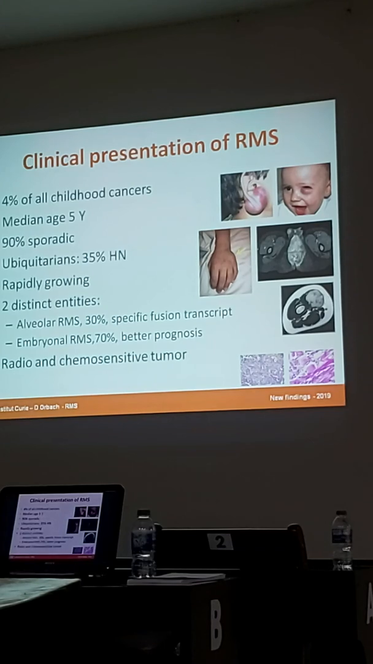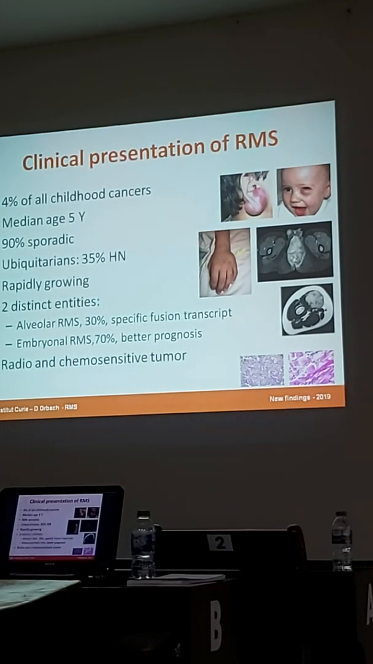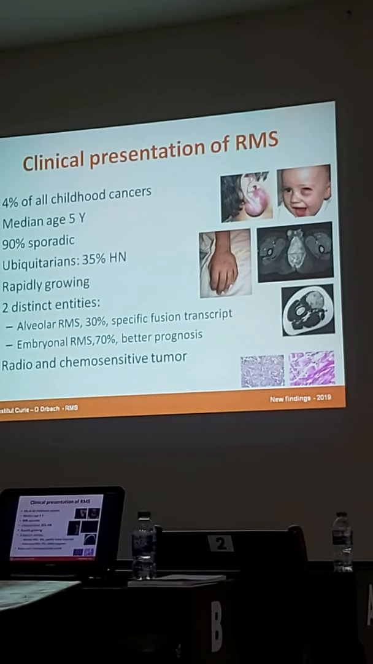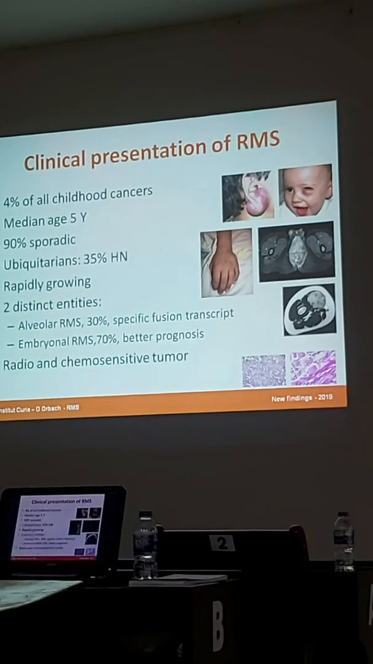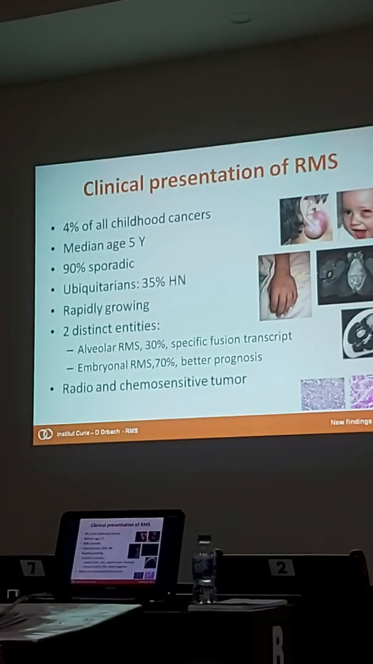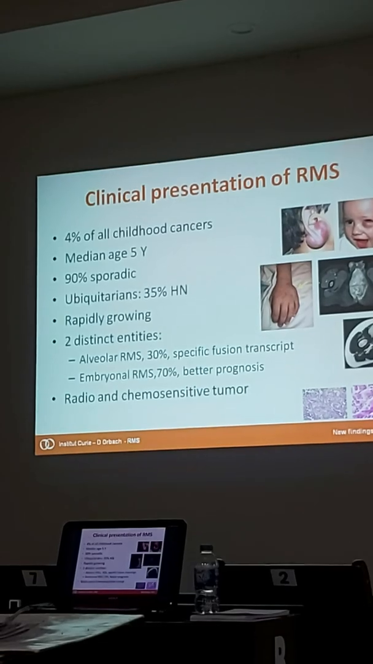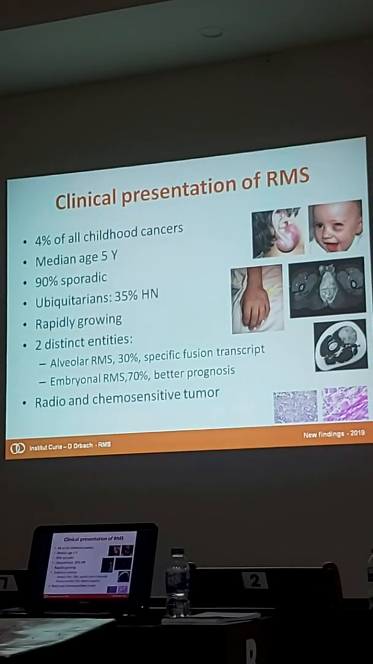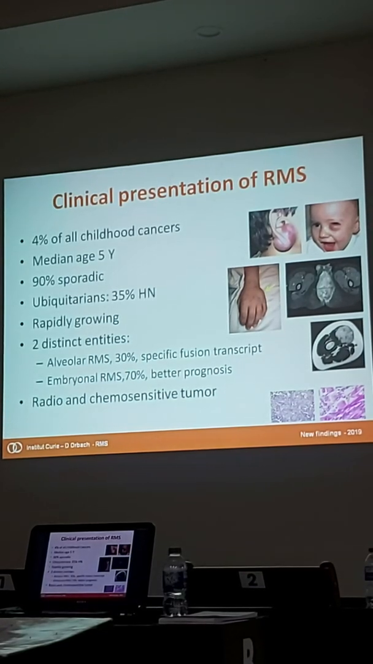In 90% of the cases, this tumor is sporadic, so it means that we don't know why this tumor occurred. In 10% of the cases, it's genetic, so there is a genetic reason that explains why this tumor occurs in this child, but in 90% of the cases, we really don't know the reason why this tumor develops in this child. So when we are in front of the parents, we explain that we know how this tumor grows, but we don't know why.